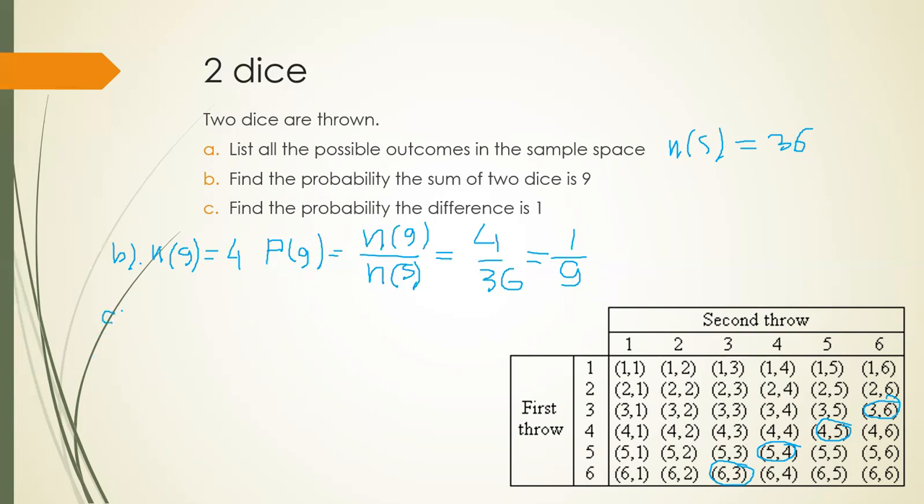Now we're going to answer C. C, find the probability if the difference is 1. I'm going to erase first. If the difference is 1, it comprises (2,1), (1,2), this one as well, (6,5) and (5,6), okay, 4. So N(difference is 1) equals 4. So it means the probability equals 4 over 36. Okay, 1 over 9. So 1 over 9 also is the solution for question C.